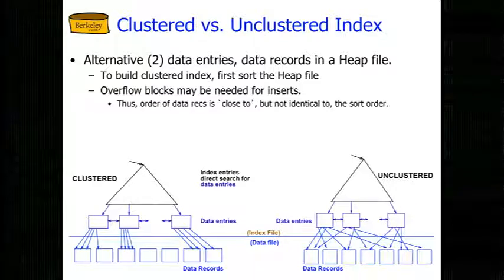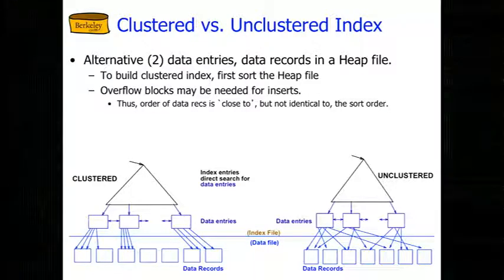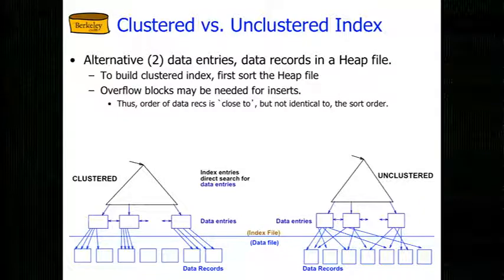And suppose this is on a numeric field. So this is like 1 through 4, and 5 through 9, and 10 through 21, and 22 through 100. And then we go along and we insert 3. Well, where's 3 going to go? It's going to go at the end of the heap file.